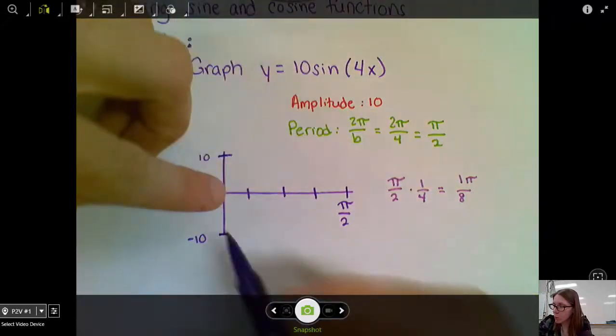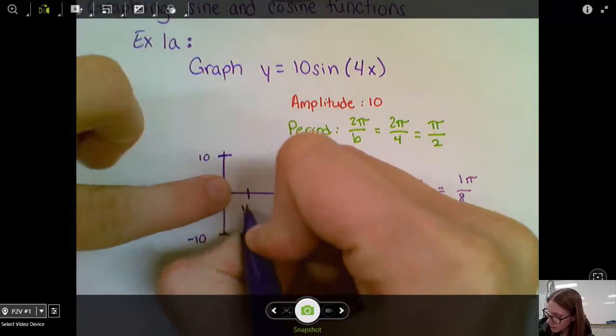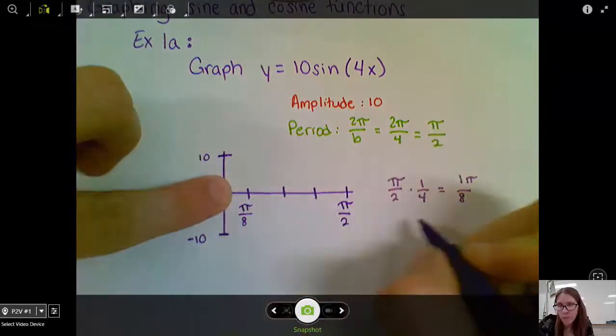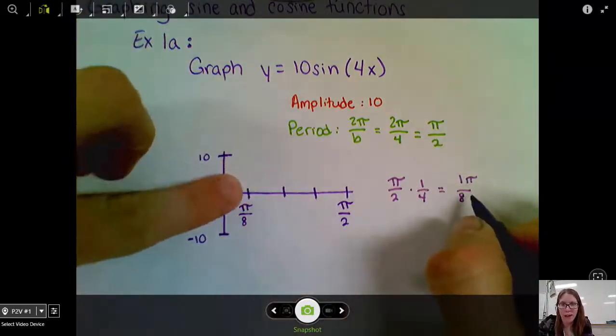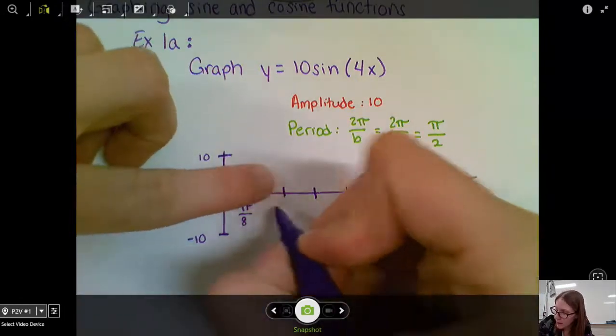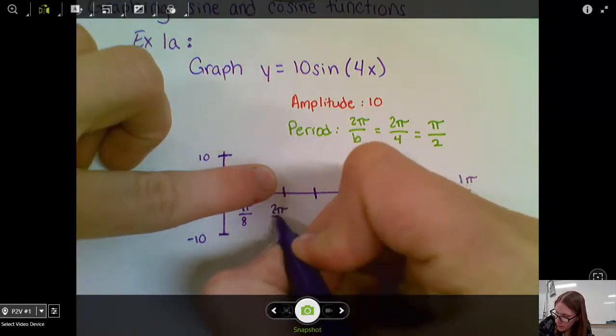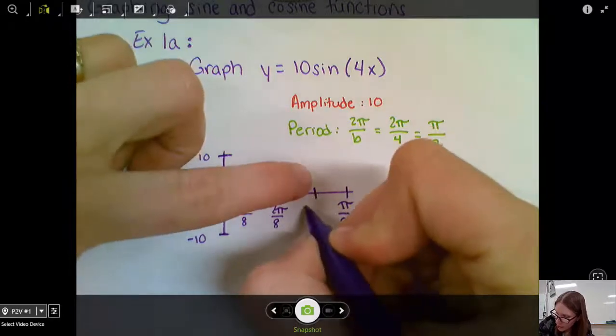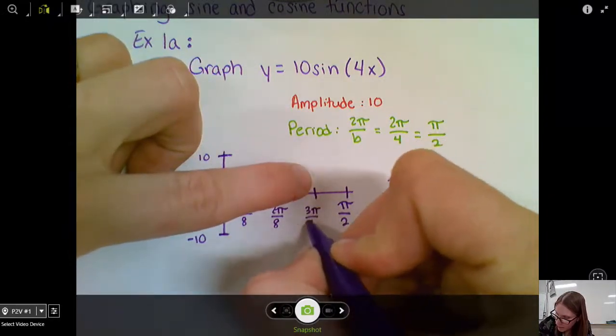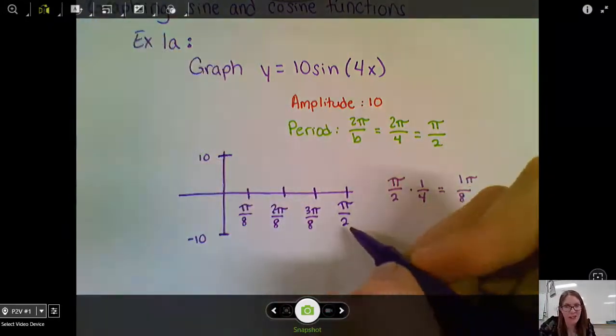This first number is 1 pi over 8. And then we just go up by pi over 8. 1 pi over 8, this would be 2 pi over 8. This guy's 3 pi over 8. And then pi over 2 is really 4 pi over 8.